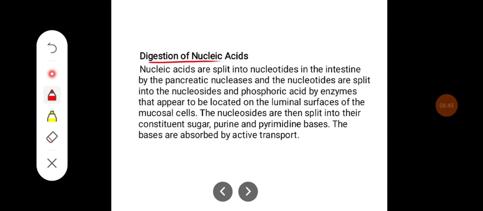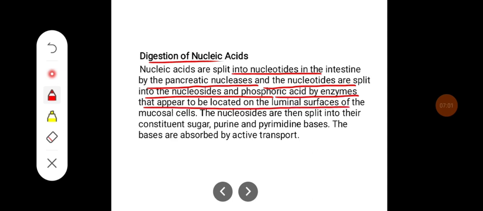Digestion of nucleic acids. Nucleic acids are split into nucleotides in the intestine by pancreatic nucleases, and nucleotides are split into nucleosides and phosphoric acid by enzymes that appear to be located on the luminal surfaces of mucosal cells. The nucleosidases are then split into their constituent sugar, purine, and pyrimidine bases. The bases are absorbed by active transport.